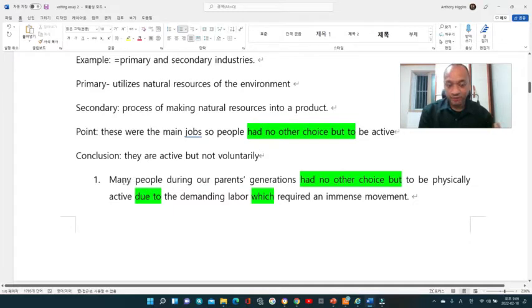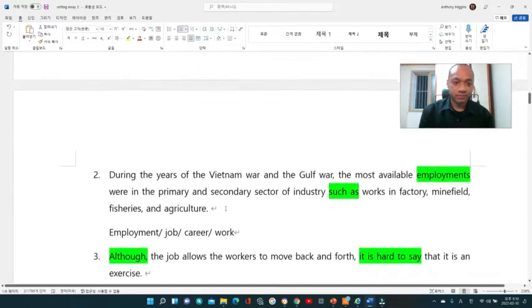So the first sentence, it says, many people during our parents' generations had no other choice but to be physically active due to the demanding labor, which required an immense movement. Now, the reason why I highlighted "had no other choice but" is because it is more like a linking clause. And as you know in IELTS, the more different the sentences are, the higher score you get. So we have this on connecting conjunctions such as "due to" and also "which."